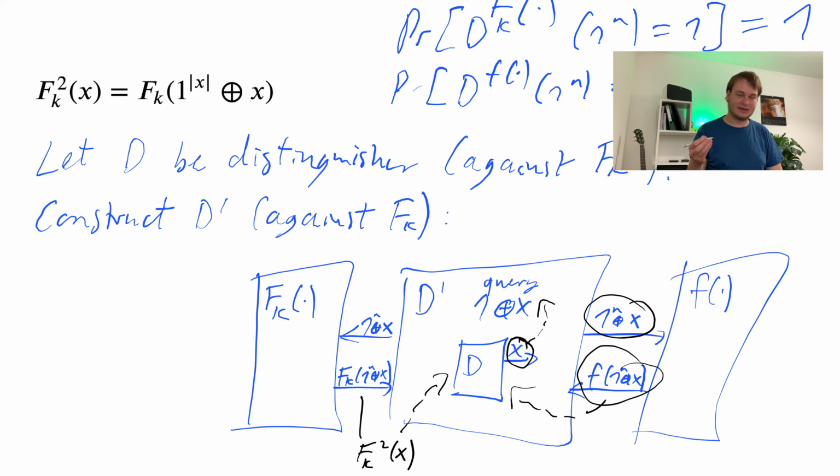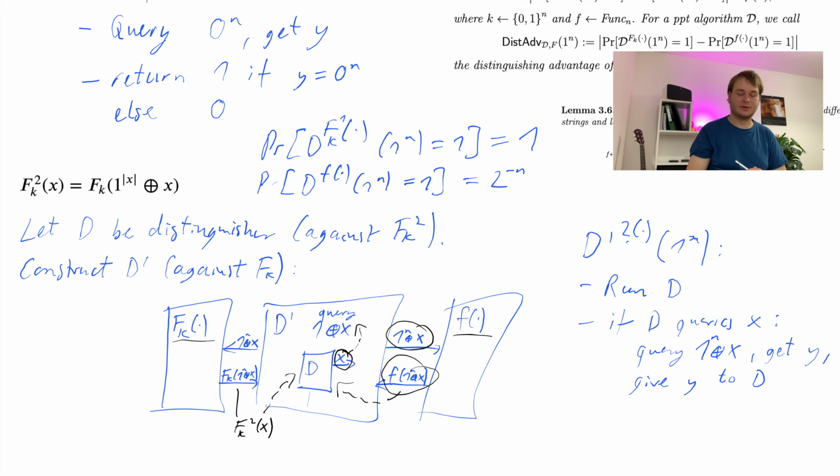If d queries an x that it has queried before, then d prime will also just query the same flipped x, will get the same answer as before, and so this would also be consistent with what d would expect querying the same thing again. So overall, if d prime is in the world with the pseudo function, then for d it will also look like it's in the world with its pseudo function, fk2. If d prime is in the world with the properly random function, then for d it will also look like it's in the world with the properly random function.